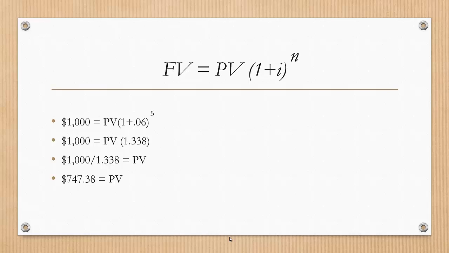So if you want to look at it another way, you can say, I'm going to invest $747 now at 6% interest, and in 5 years it would be worth $1,000. This is much like a bond. I hope this helps explain present value and future value a little bit to you. Please don't hesitate to ask if you have any questions.